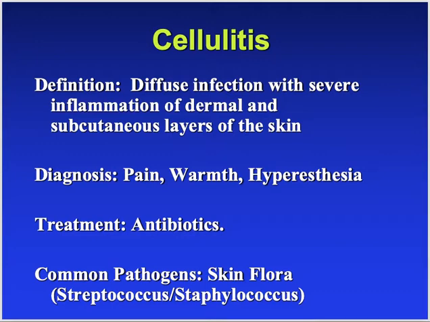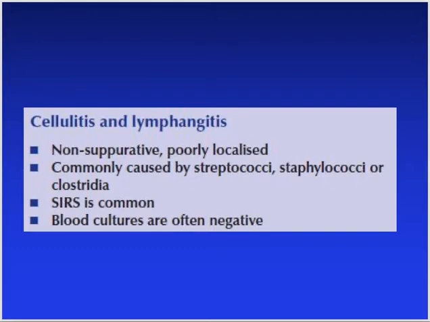You can see over here the difference between cellulitis and lymphangitis, sorry, the description of cellulitis and lymphangitis. Lymphangitis is almost similar to cellulitis, and what you will find is painful red streaks along the line of lymphatics, of course. They are non-suppurative, poorly localized, commonly caused by streptococci, staphylococci, or clostridia, and systemic inflammatory response syndrome is common. Blood cultures are often negative.